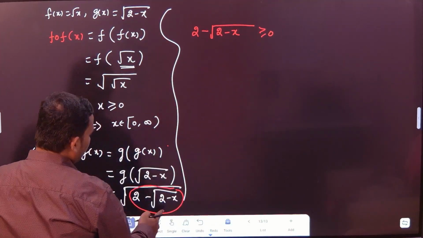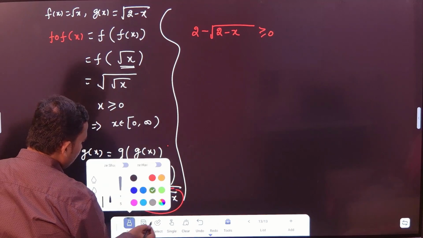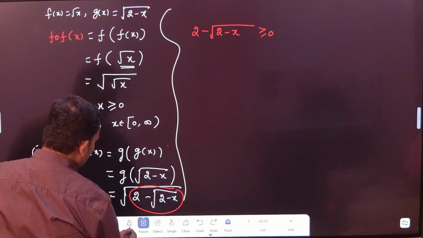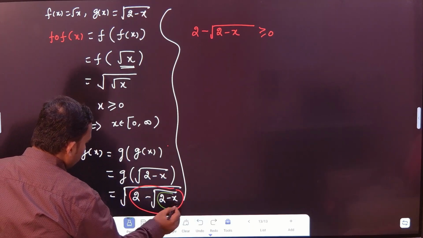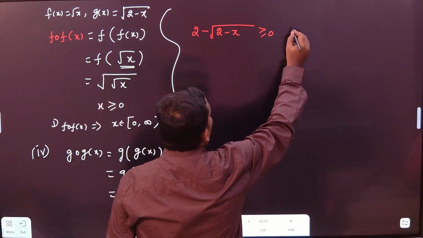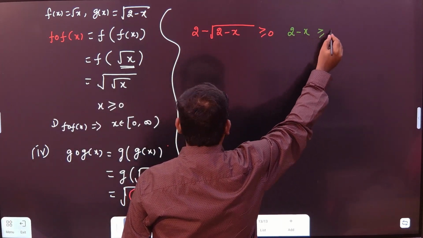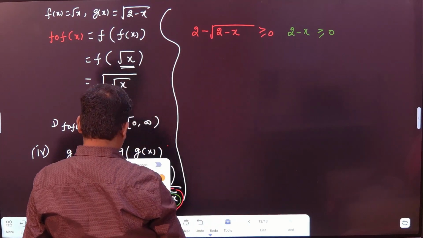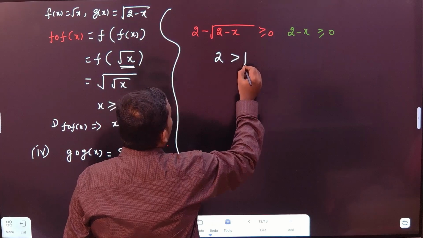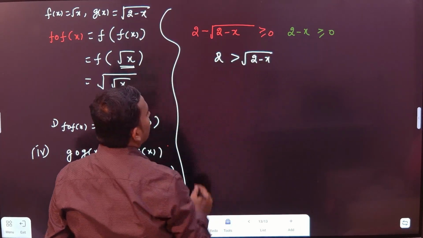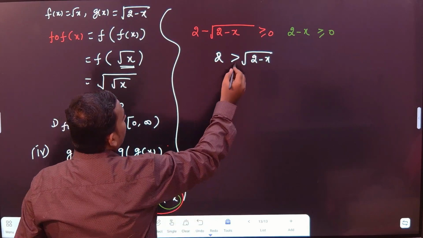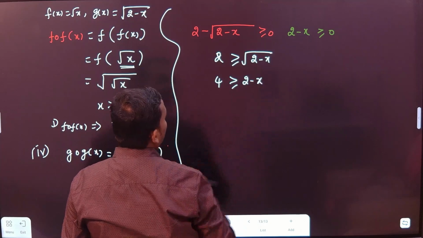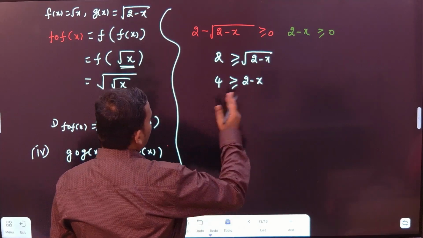And one more thing, you can see the second one. Take this one, 2 minus x, right? And 2 minus x is also greater than or equal to 0. Solve this one quickly. 2 is greater than or equal to square root of 2 minus x, right? Squaring on both sides, what will we get? 4 is greater than or equal to 2 minus x.